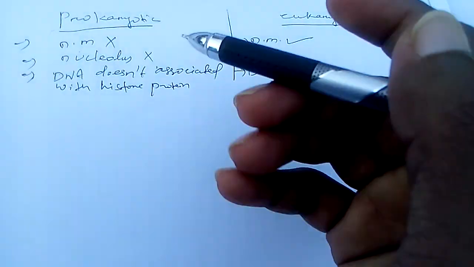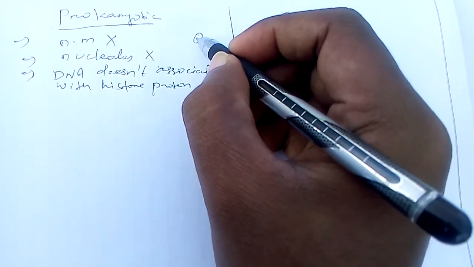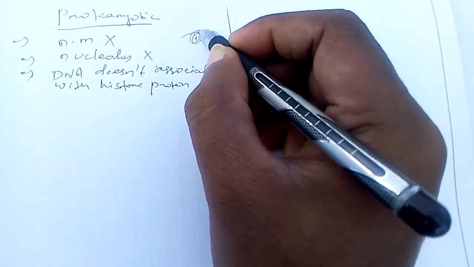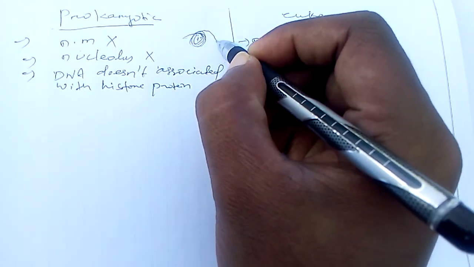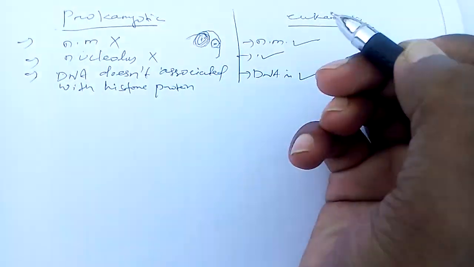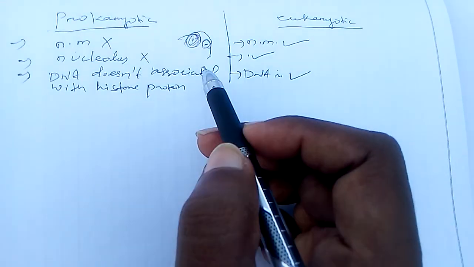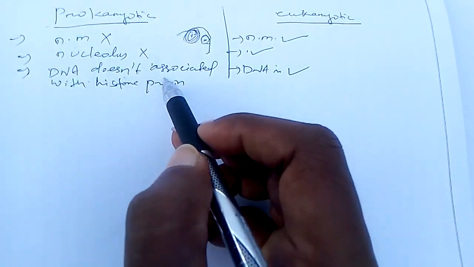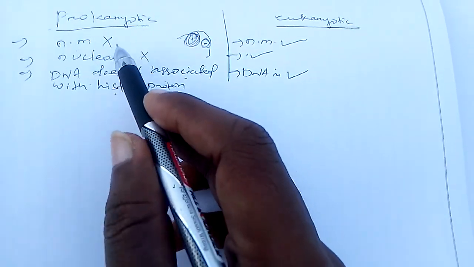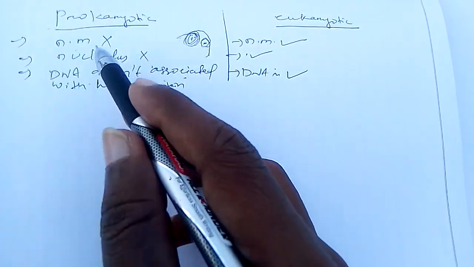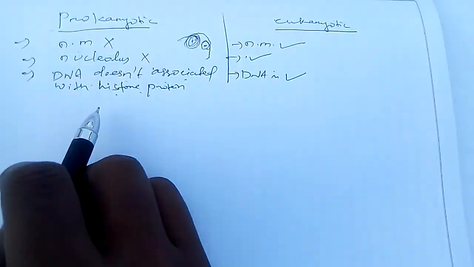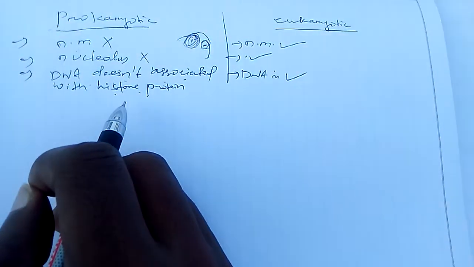You know what is histone protein? Histone protein is an octamer which acts like a positively charged protein. DNA is negatively charged. DNA is present surrounding this histone protein in the chromatin thread in your chromosome. So that's why DNA does not associate with histone protein in prokaryotic cell. Histone protein is not present in the DNA of prokaryotic cell, but it is associated with the DNA of eukaryotic cell.